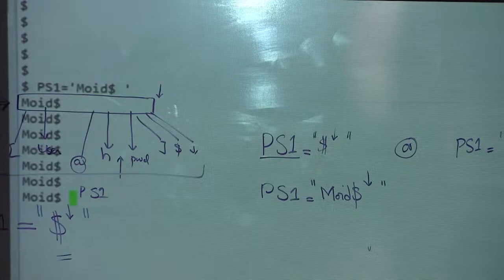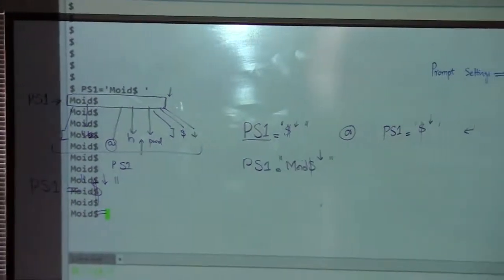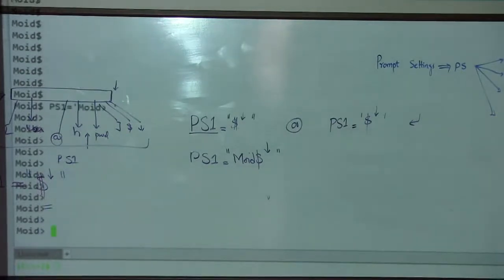Now I have this. Maybe you are one of those who does not like the dollar sign. You may want to have the greater than sign. So maybe what I can do is, instead of the dollar, I will use the greater than sign. So now my prompt settings change. Instead of the greater than sign, I like to use 2 pipes. Can I try that? There you go.